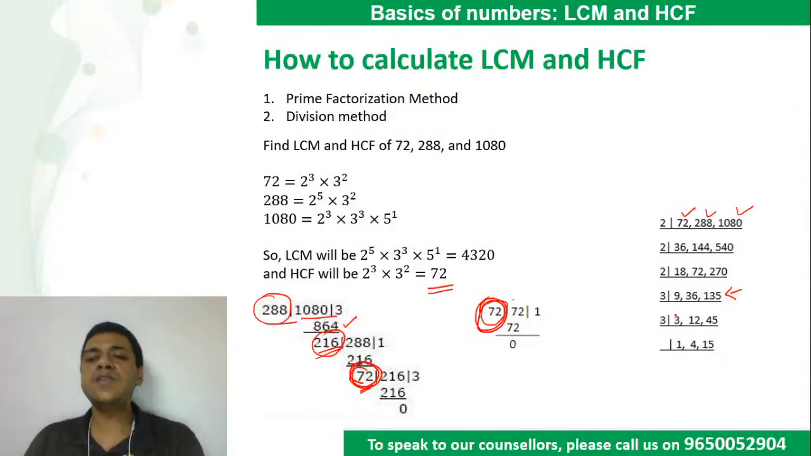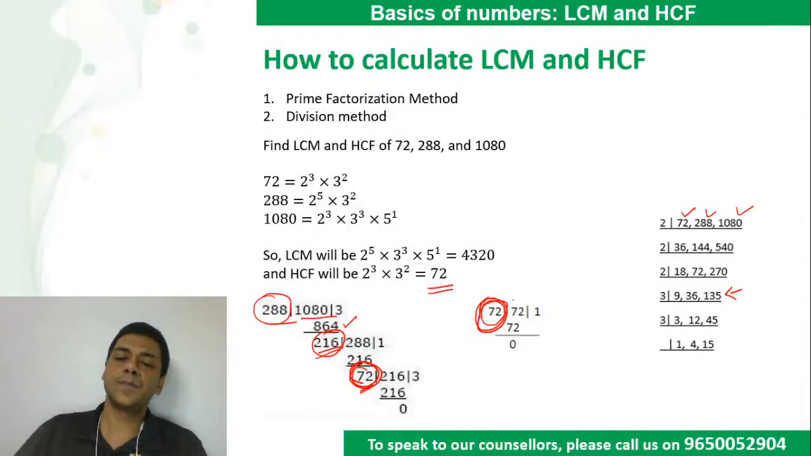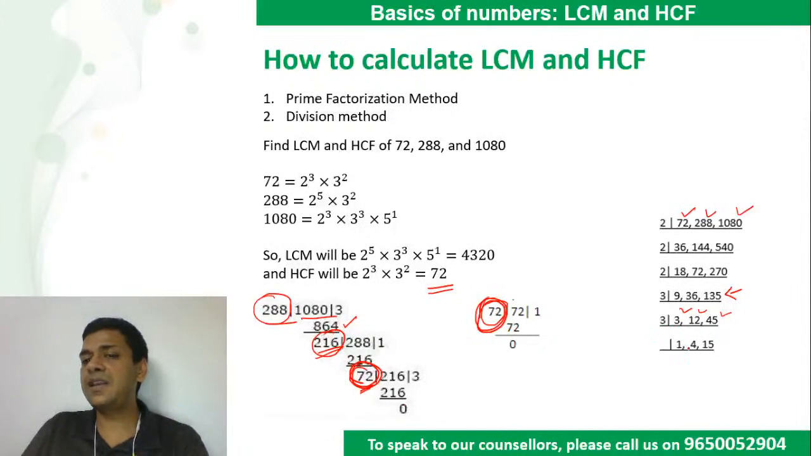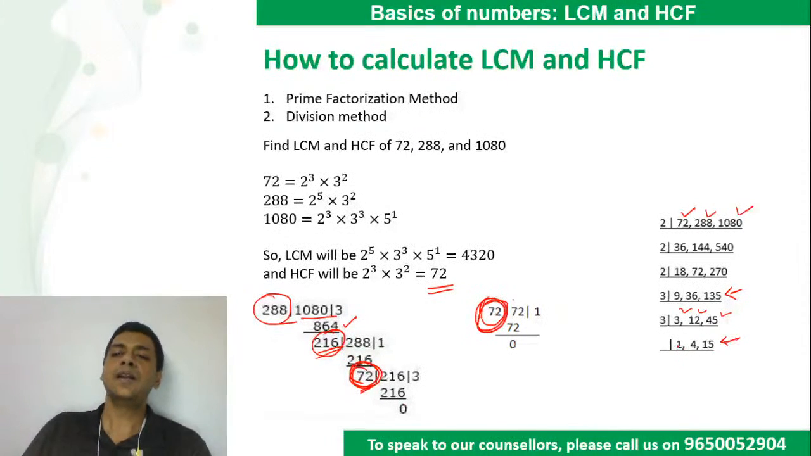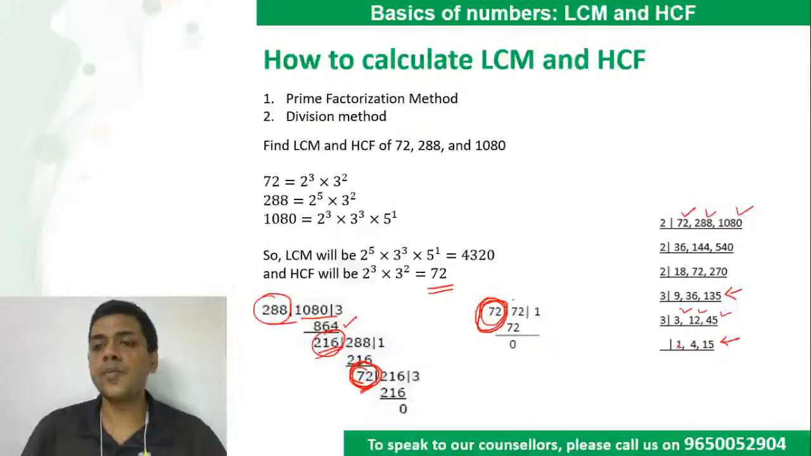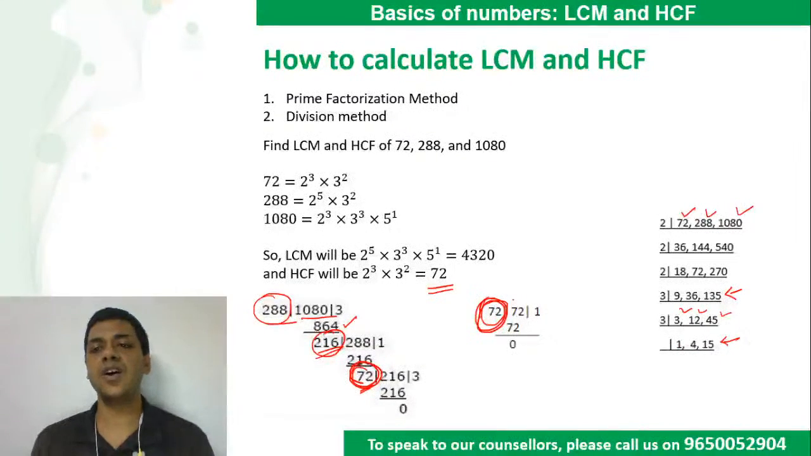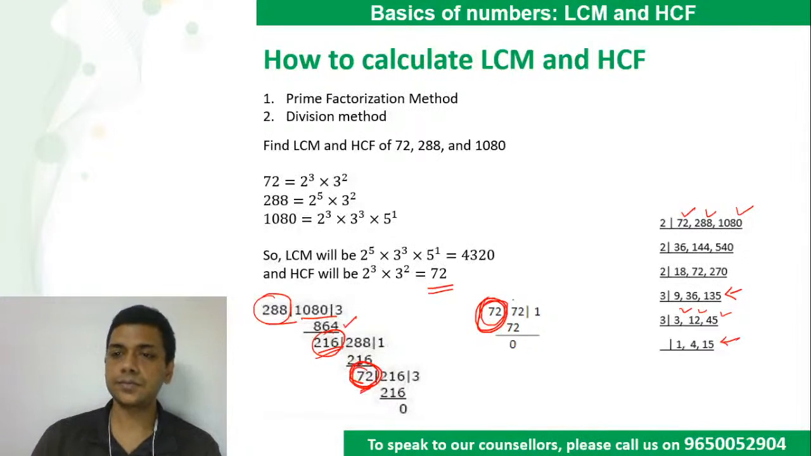Now I cannot divide by 2 any further. So let me try dividing by 3. If I divide all the three numbers by 3, I get 3, 12, 45. Can I further divide by 3? Yes, I can further divide by 3 and I get 1, 4 and 15. Now over here there is no set of 2 or more numbers which have a common factor or which can be divided. So we will just stop here.